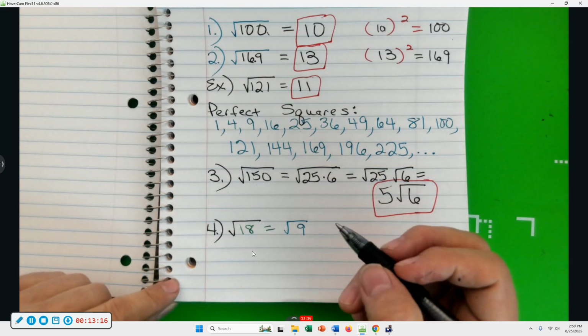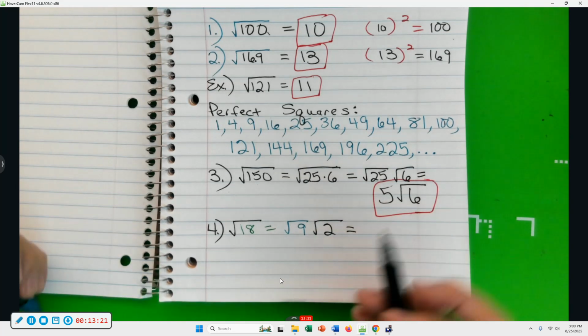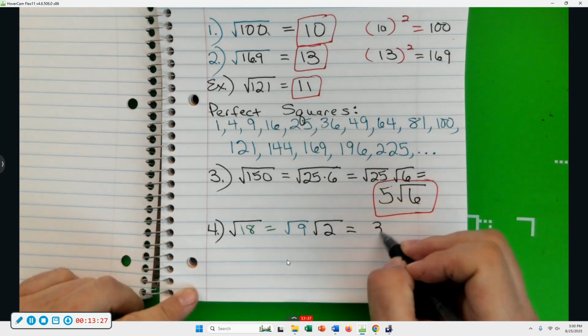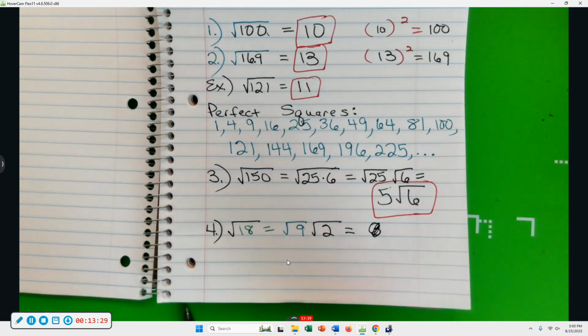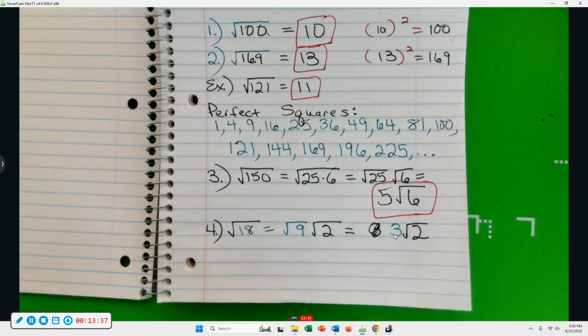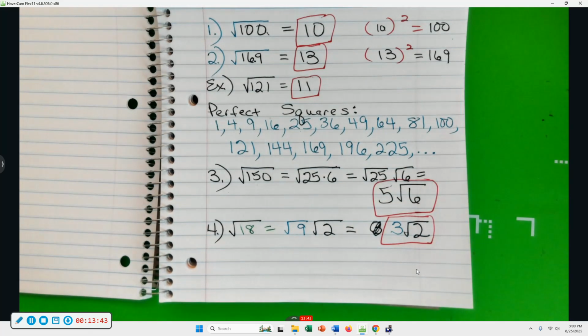9 times what gives you 18? 2. Okay, so the square root of 9 times the square root of 2. The square root of 9, how are we going to write that? 3. Go blue. Oh, 3 square root of 2. The blue square root of 9 became a blue 3. The black square root of 2 stayed a black square root of 2. Just to make sure you're seeing where we're getting these numbers. The square root of 9 becomes 3. The square root of 2 stays square root of 2.